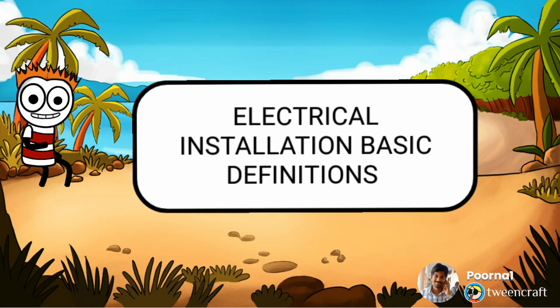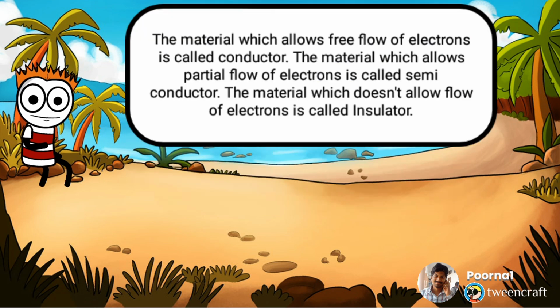Today we will discuss basic definitions in electrical installation. The material which allows free flow of electrons is called a conductor. Examples are copper, aluminium. The material which allows partial flow of electrons through it is called a semiconductor. Examples: diode, transistor. The material which does not allow flow of electrons through it is called an insulator. Examples: paper, rubber, mica, wood.